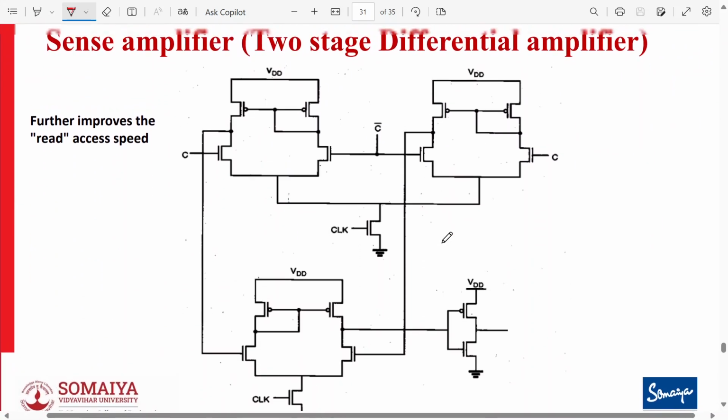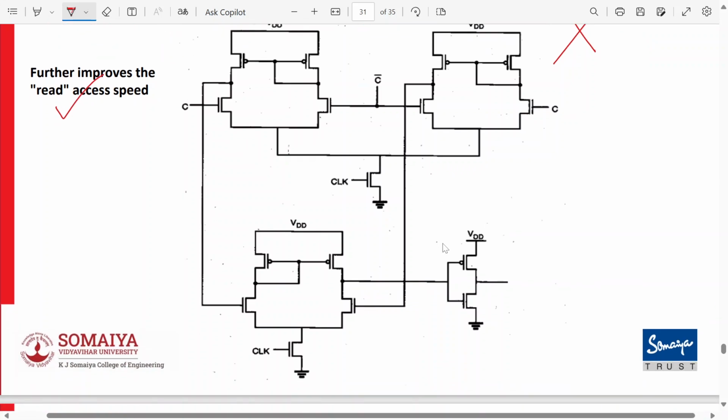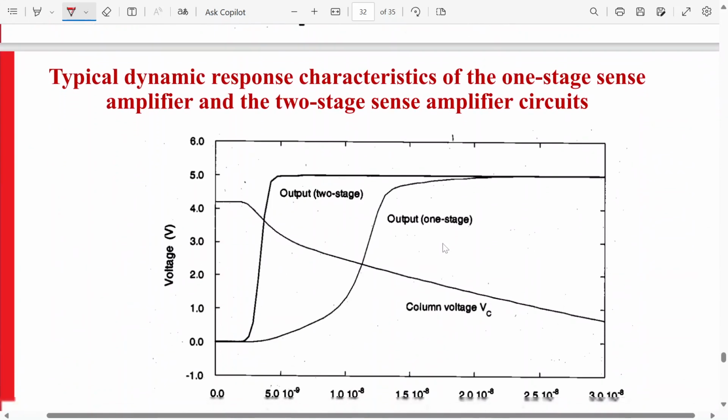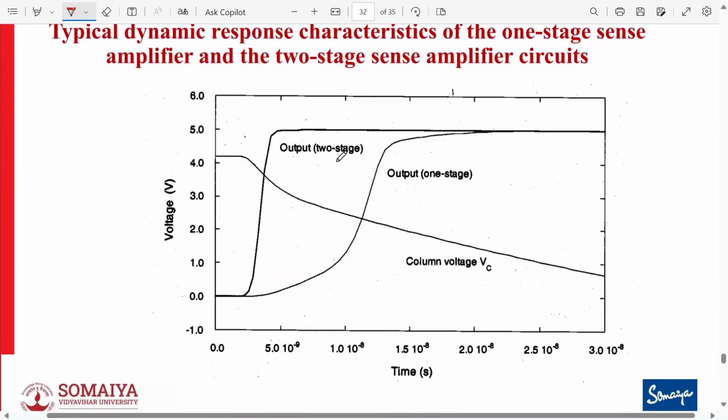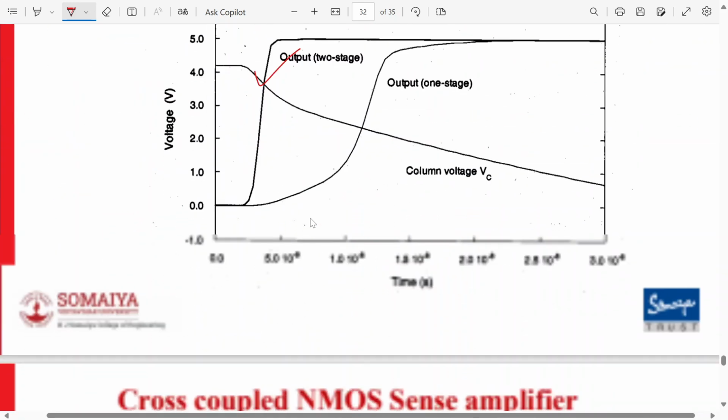Now this is a two-stage differential amplifier. I'll recommend do not study this for the exam. This is to further improve the read access speed. That's the only advantage of it. So you can go through this. Now you can see the response time of a two-stage output. It's much better and much faster. So that's the advantage you get for a two-stage sense amplifier.